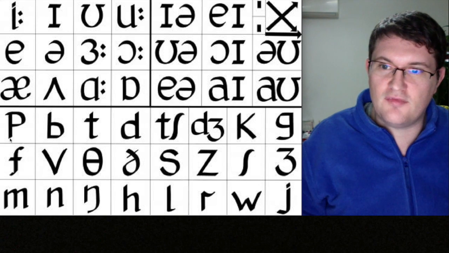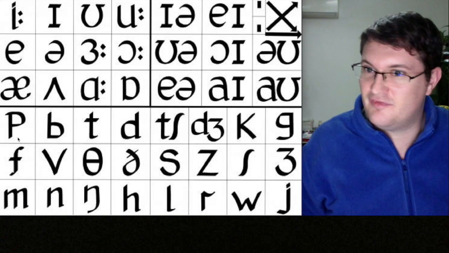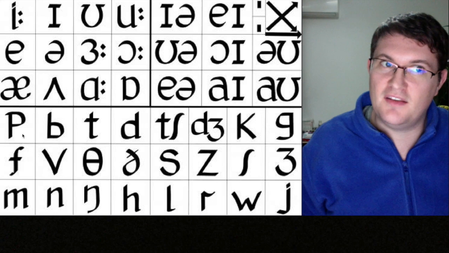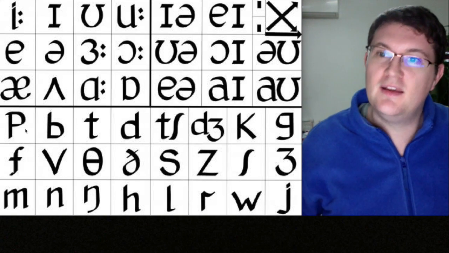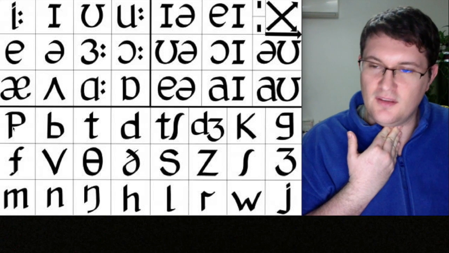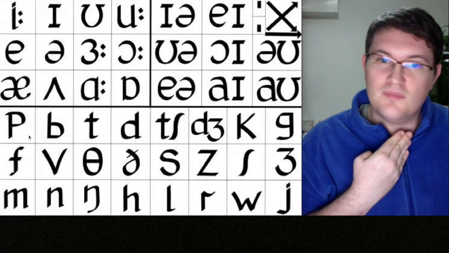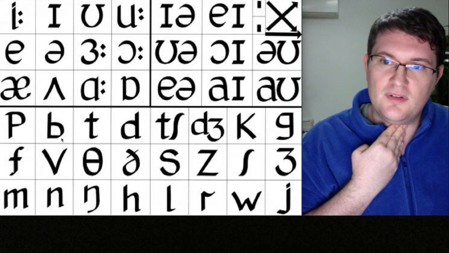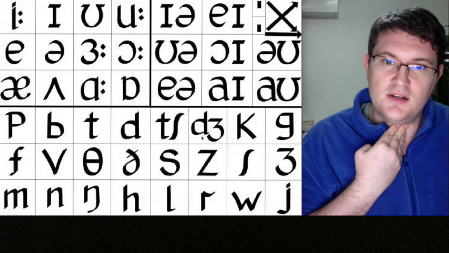Down here we have the consonants, which are all laid out nicely. This is the front of the mouth. If you put your hand here, you can feel the first one is not vibrating. The next one is vibrating. So the first one, p, b, same pattern going all the way down: t, d, ch, j, k, g.